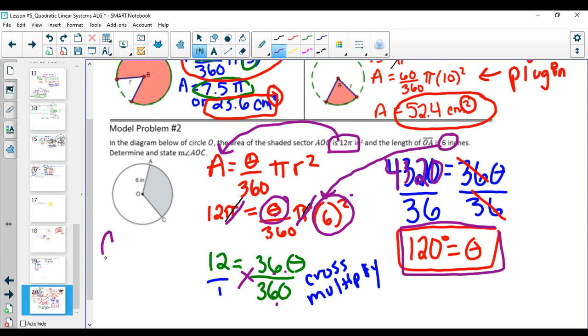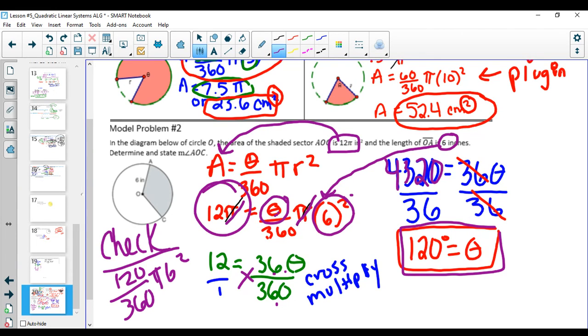And again, you could always do a check when you have this type of question by plugging the angle into the formula and seeing if you get the area back. Okay, in this case, the area is in terms of pi, so don't put pi in the calculator.